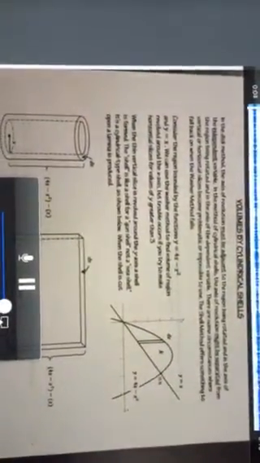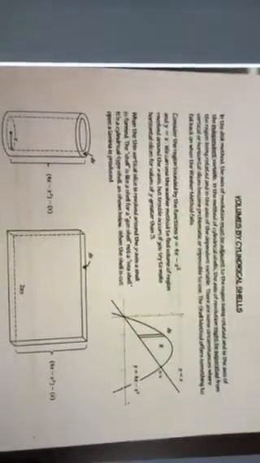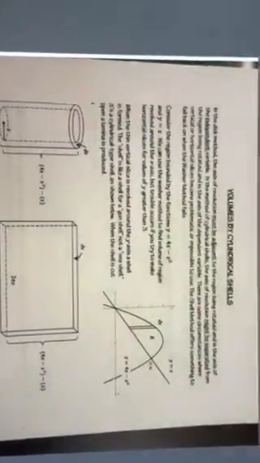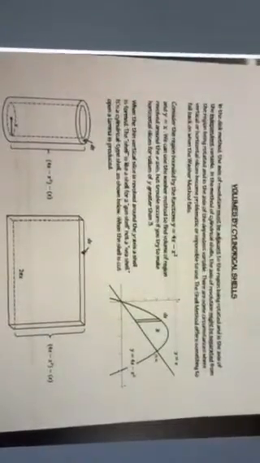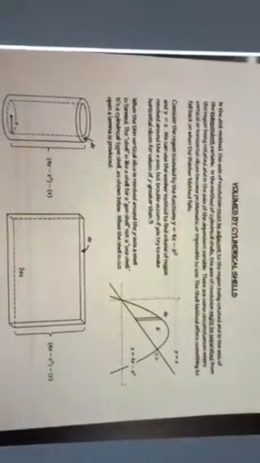This video is on volumes by cylindrical shells. In the disk method, the axis of revolution had to be adjacent to the region being rotated, and it was the axis of the independent variable. In the method of cylindrical shells, the axis of revolution might be separated from the region being rotated and is the axis of the dependent variable.